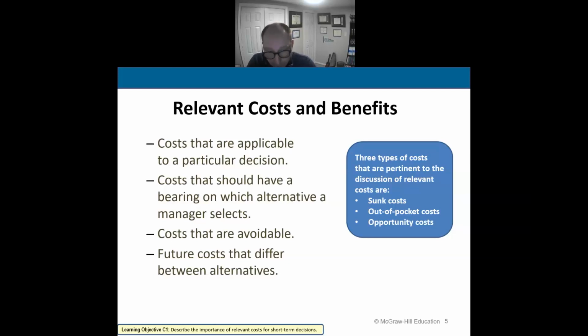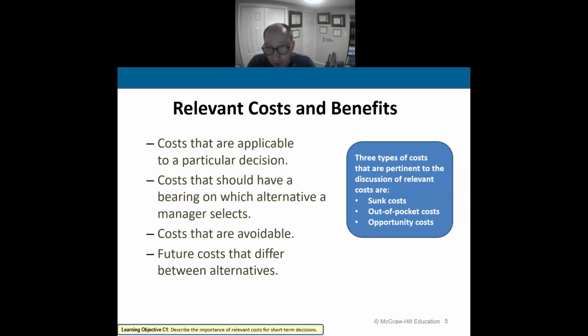Now that I know what the 2 alternatives are, I need to understand what are the costs related to the decision that I need to make, repair or replace. So I look at the costs that are applicable to the decision. What's the cost to repairing it? What's the cost to replacing it? I look at the costs that we need to bear on which alternative is going to be selected. I need to look at costs that are unavoidable, and I need to look at future costs.